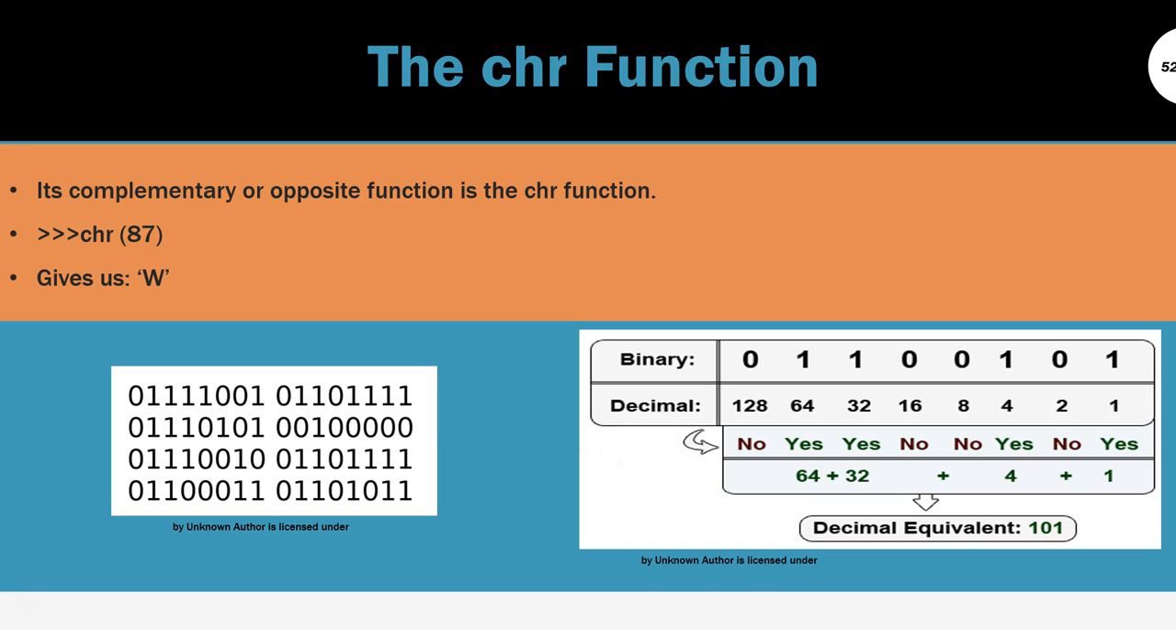Its complementary opposite function is the CHR function. CHR 87 will give us W. If you're interested in learning more about binary code or how binary code is formed in Python, I recommend that you take our course in Advanced Python, in which we go more in depth about binary code and cryptography.